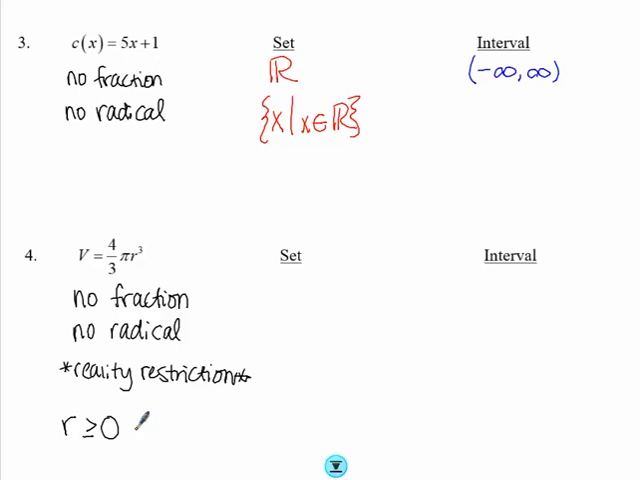The radius could be 0, that means you don't have a sphere, you just have a point. Or the radius could be positive, but the radius cannot be negative. So when we write our domain in set notation, we're going to say the set of all r values such that r is greater than or equal to 0. And in interval notation, this would be going from 0 to infinity. But since we are including 0 in our domain, we need to use the square bracket on 0.